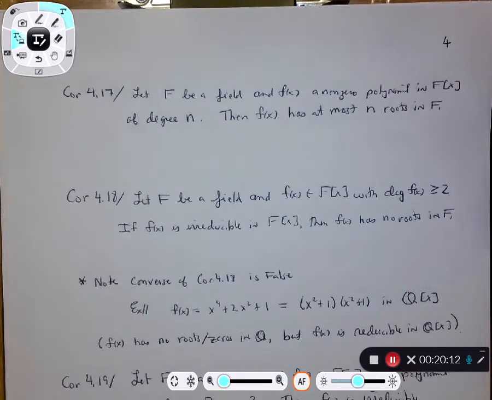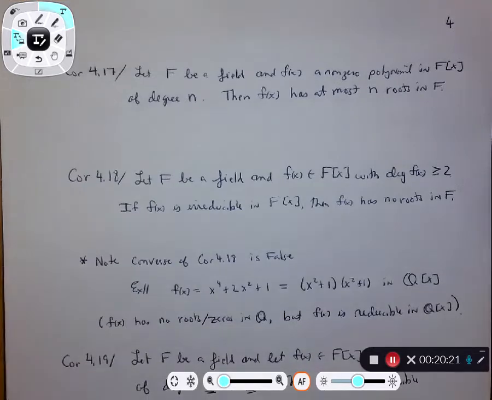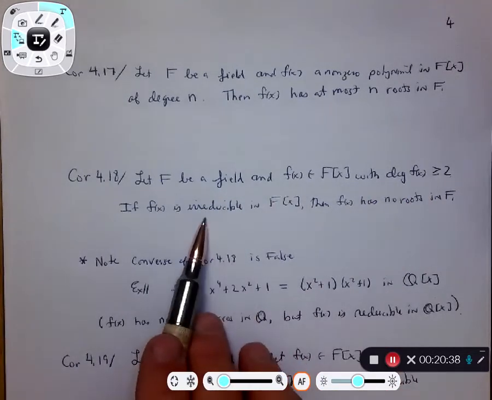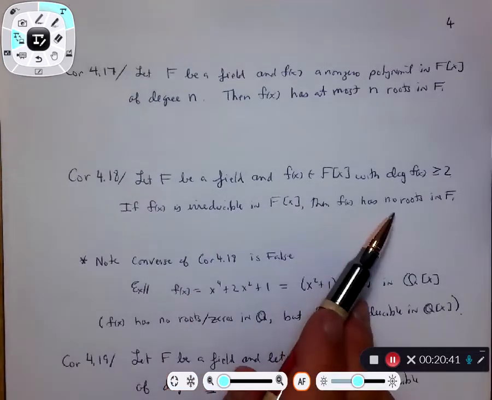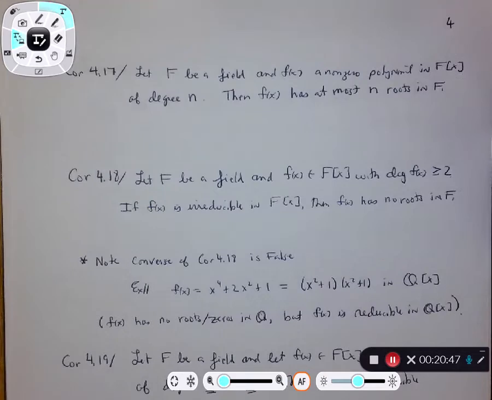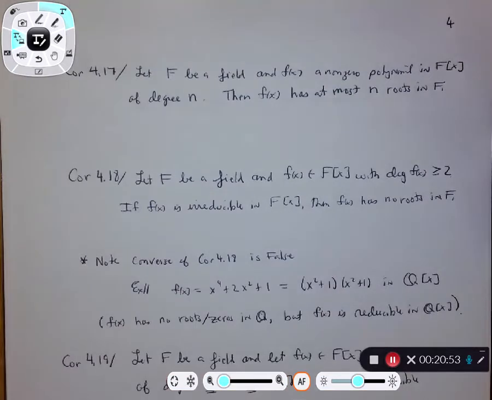Corollary 4.18 says this: let F be a field, and f of x, an element of F adjoined x, with degree of f of x greater than or equal to 2. If f of x is irreducible in F adjoined x, then it has no roots in F. So you're going to have degree greater than or equal to 2, and if f of x is irreducible, it'll have no roots. So there is the connection between irreducibility and the concept of roots. If it's irreducible, it has no roots. That's going to be key.